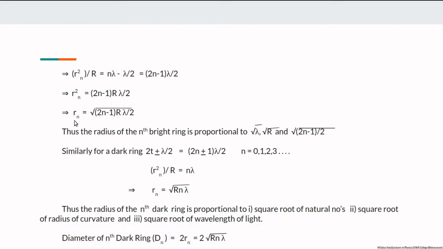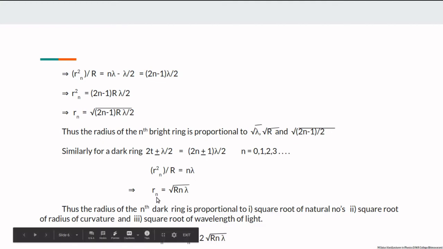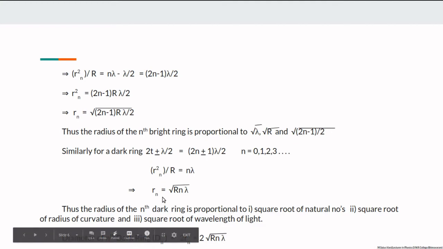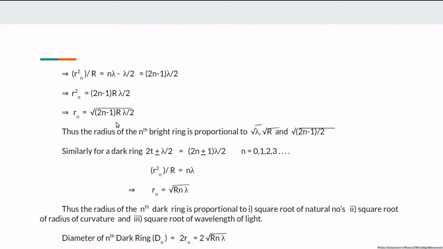Similarly, for a dark ring, the condition is that the path difference is equal to (2n plus 1) into lambda by 2. Then if you substitute the value of 2t as above, you get the radius of the nth dark ring. N means it may be either 1, 2, 3 and so on, as n is equal to 0 gives the central dark spot. This is the expression for the radius of the nth dark ring, and this is the expression for the radius of the nth bright ring.